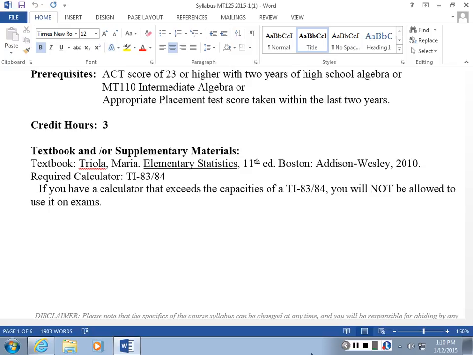I highly recommend using the Texas Instruments, either the TI-83 or the 84. Those are the ones that I know where all the buttons are for being able to do the stuff for statistics. A lot of the other graphing calculators have it, it's just it may take us a while to find the trick to get the things that we need. We will use our calculators a ton in this class.